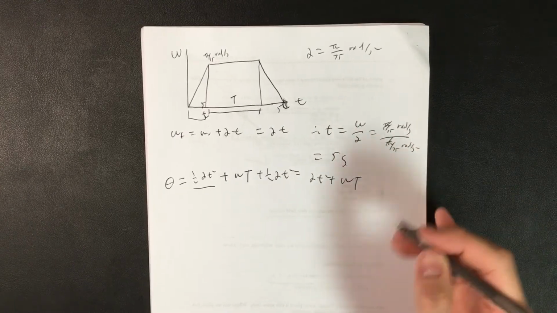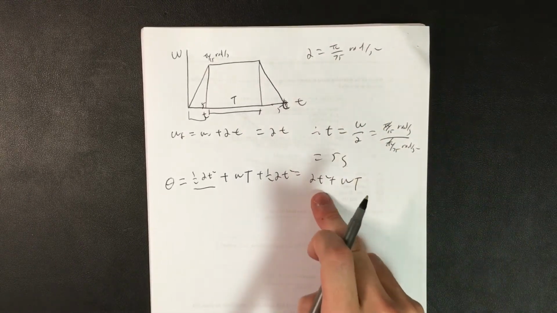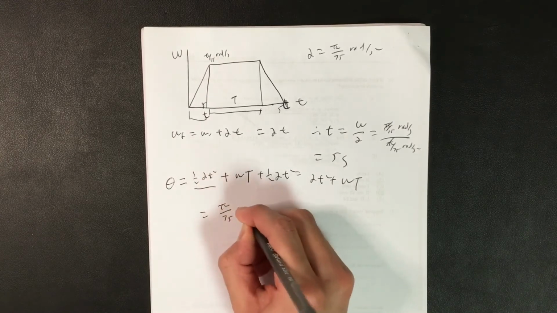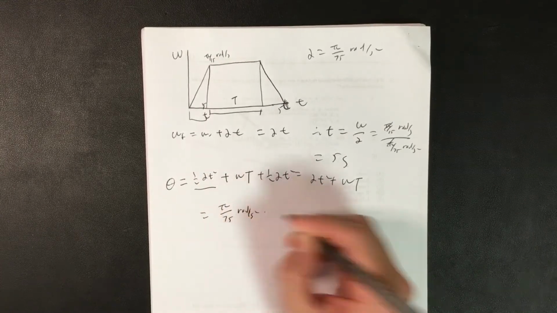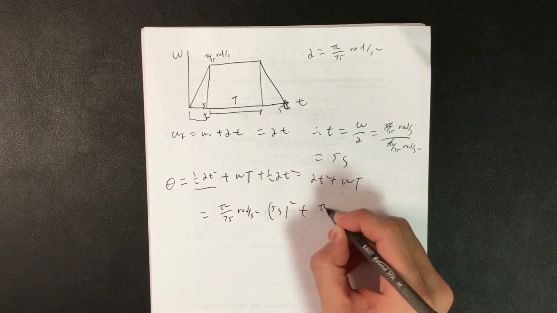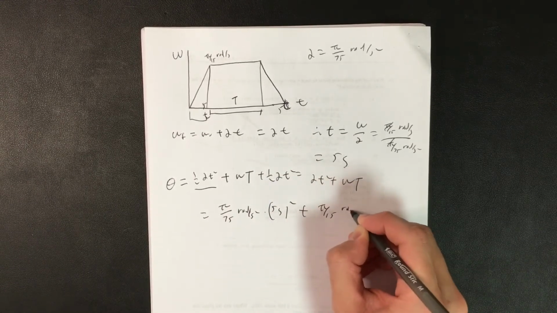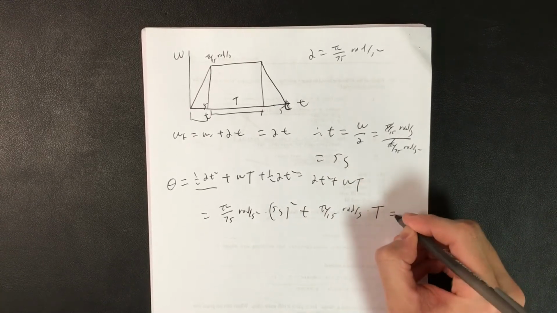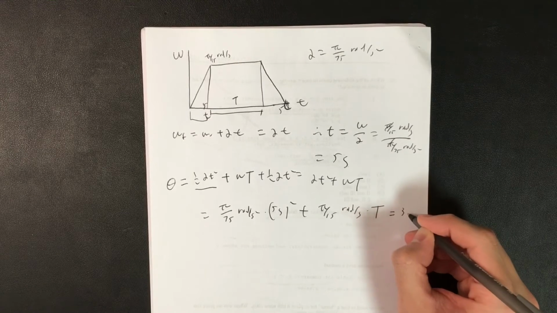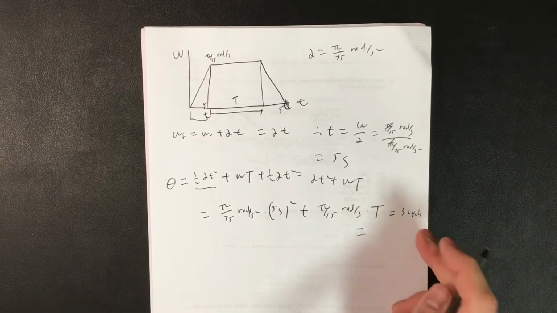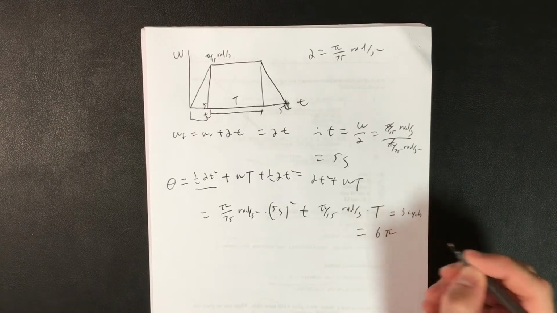And substituting each value for alpha, t, and omega, this becomes pi over 75 radians per second squared times 5 seconds squared plus pi over 15 radians per second times big T. It says the spinning object went through 3 cycles, which converting to angular displacement equals 6 pi.